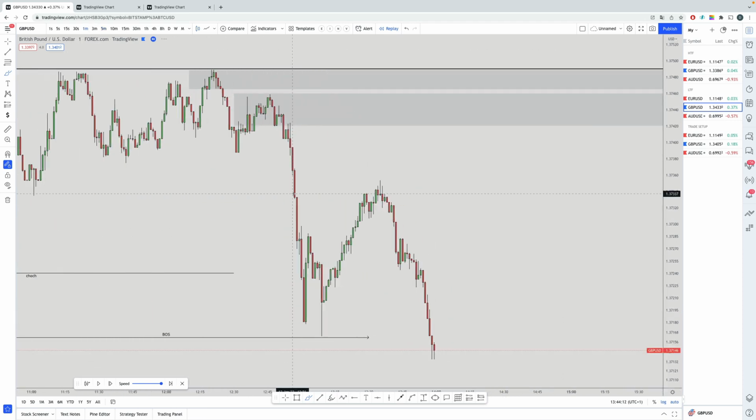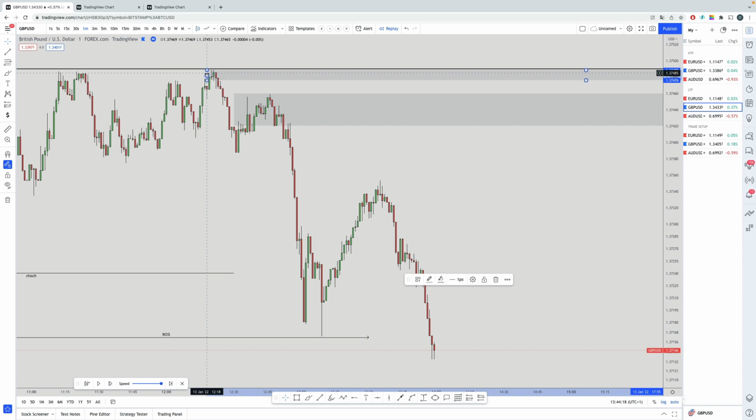So I'm going then to the minute 1, and on the minute 1 I'm just refining everything. So here at the top, very clear, this is my supply zone on the minute 1.